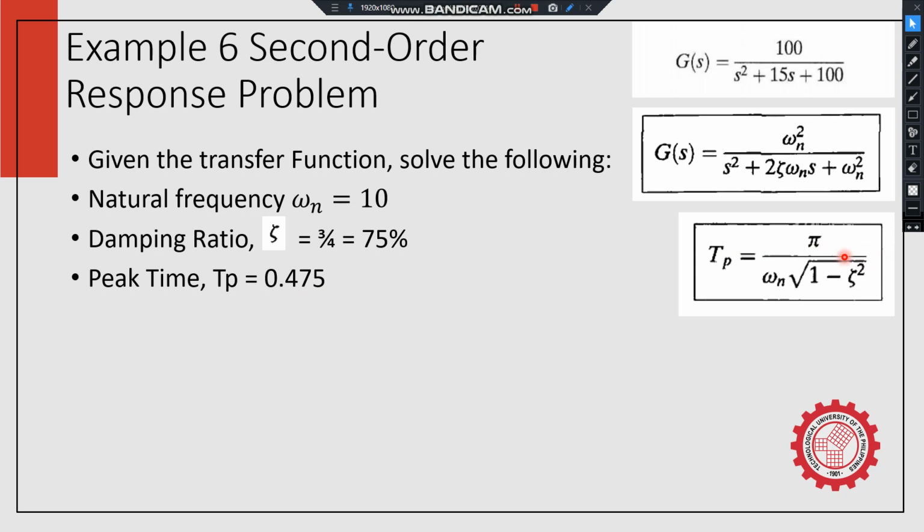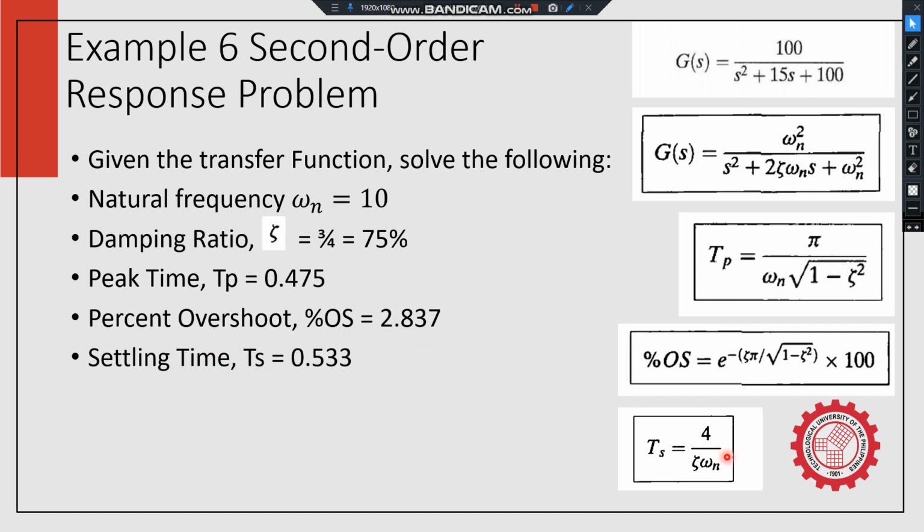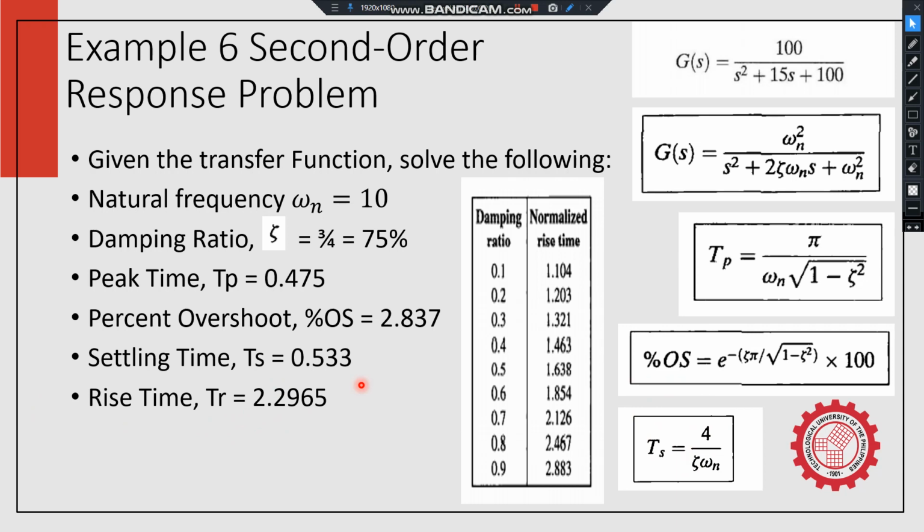From this value, you simply substitute the 10 here and the 0.75 here. You will get 0.475 for the peak time. For the percent overshoot, we simply substitute to this equation and get 2.837. For the settling time, it will give us Ts equal to 0.533 with this formula. And for the rise time, it will give us 2.2965 if we base it on this table.